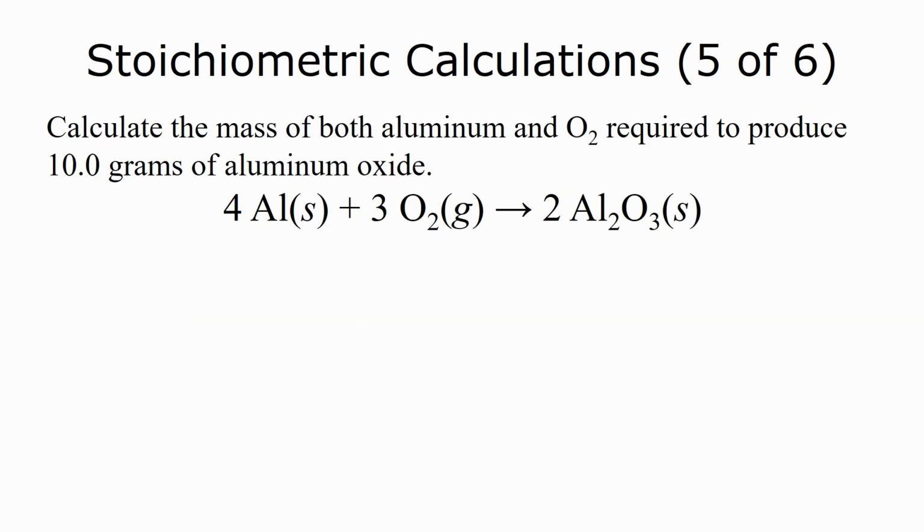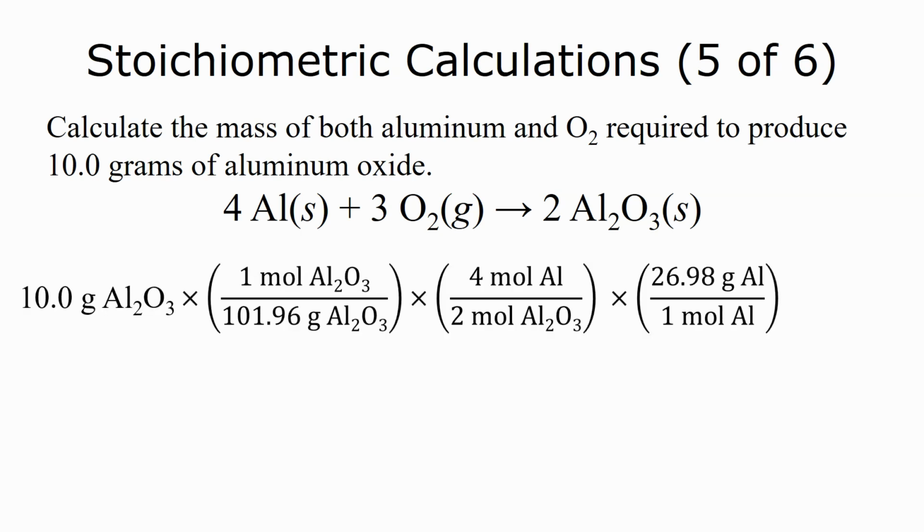Another example of a calculation we can do, suppose we want to produce 10 grams of aluminum oxide. How much aluminum and oxygen are required to perform this reaction? This is going to require 2 calculations. One to calculate the mass of aluminum, the other to calculate the mass of oxygen. So we start with the information we're given, 10 grams of aluminum oxide, converted to moles of aluminum oxide, then moles of aluminum, and then finally mass of aluminum. And then again for oxygen.